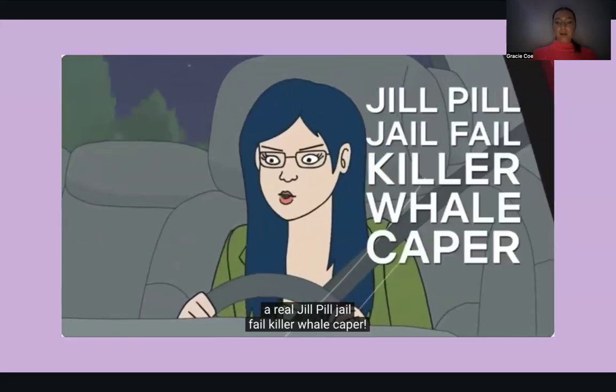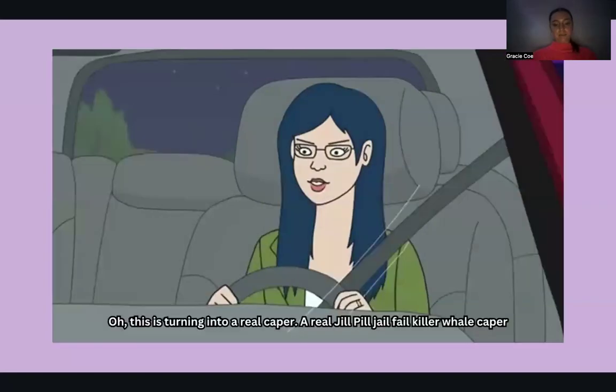This one is the hardest one in my opinion because it conveys really important information about the situation. So they have to convey with this sentence, with this tongue twister, that it is a mystery, it's a caper, it includes killer whales. There was a jail fail, someone failed to put somebody in jail, and it includes the person Jill Pill. So let's see what they did.